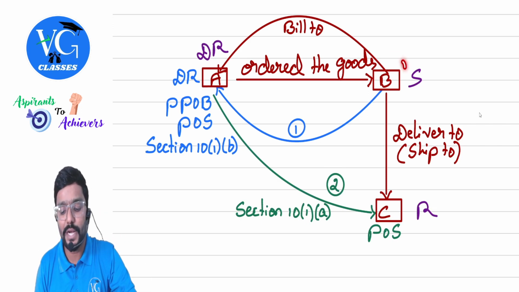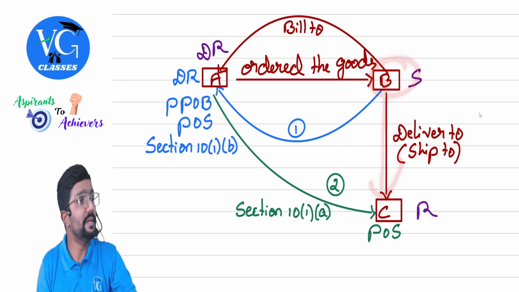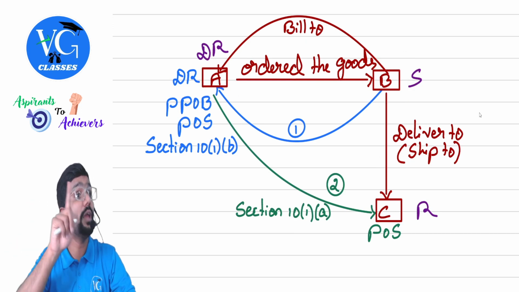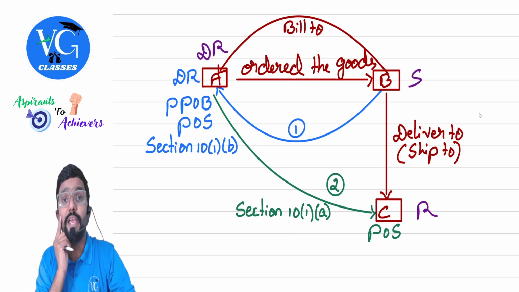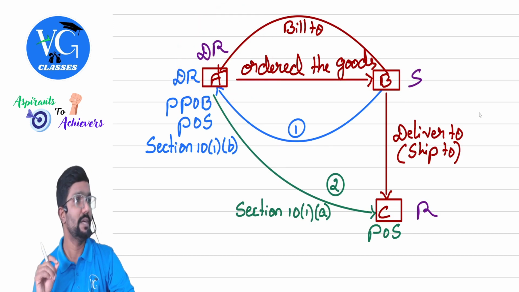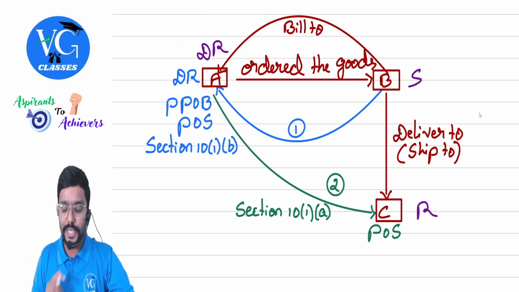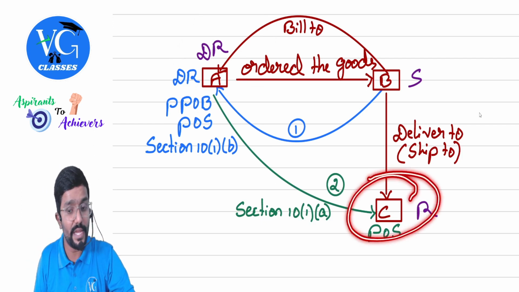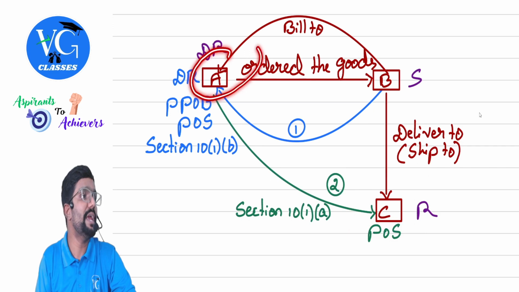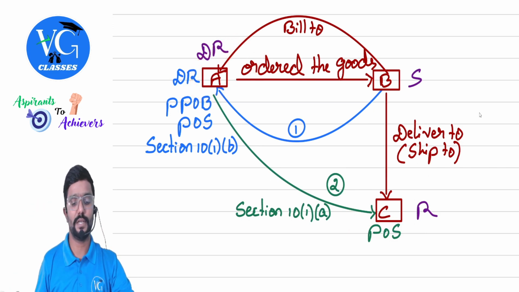Guys, now goods are delivered by B to C. But who is actually deemed recipient? A. Now, can A claim the credit or C? A. But goods are not received by A, no sir. Still, it is deemed that he has received. It is deemed that he has received it. Okay, sir. Even though physically goods are received by C, still it is deemed that A has received it. Is that clear? Yes, sir.